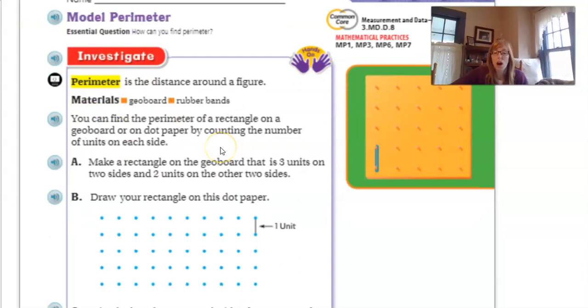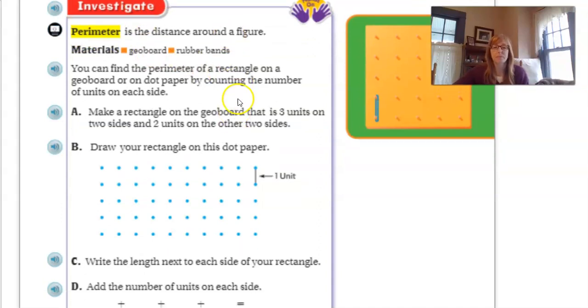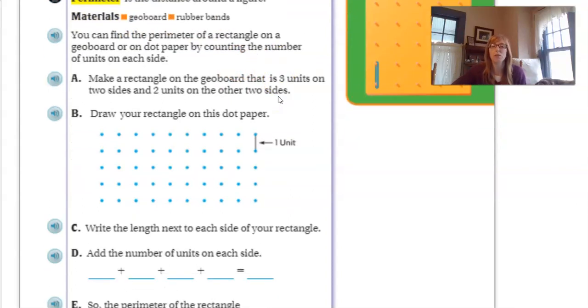So we do not have geo boards that we're going to use rubber bands on, but we have our book, and so we're going to be drawing in our book. And it says you can find the perimeter of a rectangle on a geo board or on dot paper. This is our dot paper, by counting the number of units on each side. Make a rectangle on the geo board that is 3 units on 2 sides and 2 units on the other side. So hopefully you have your pencil and you have your book open.